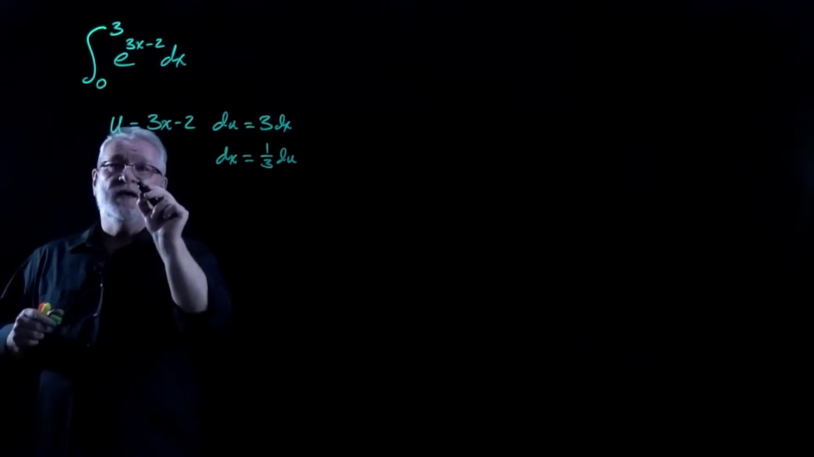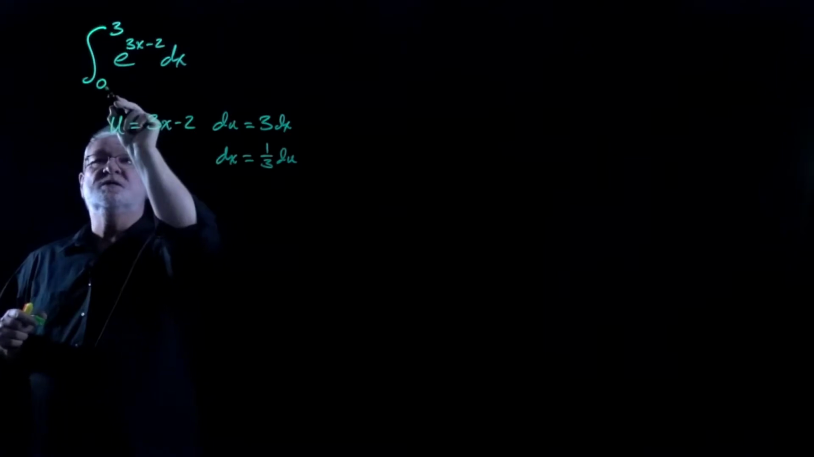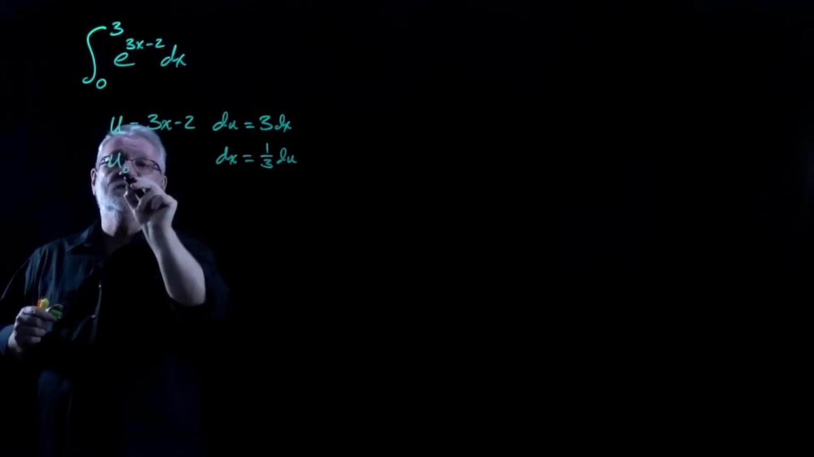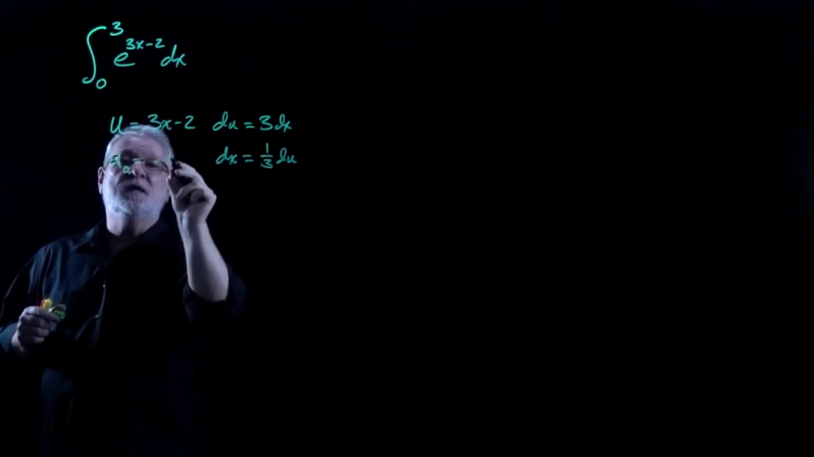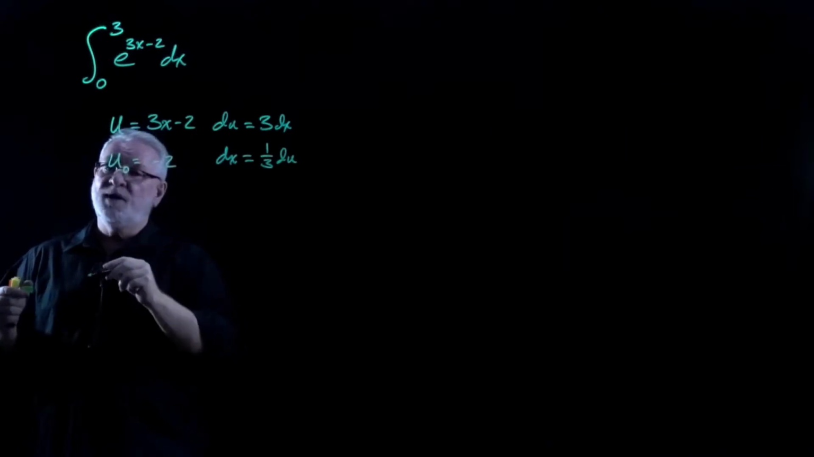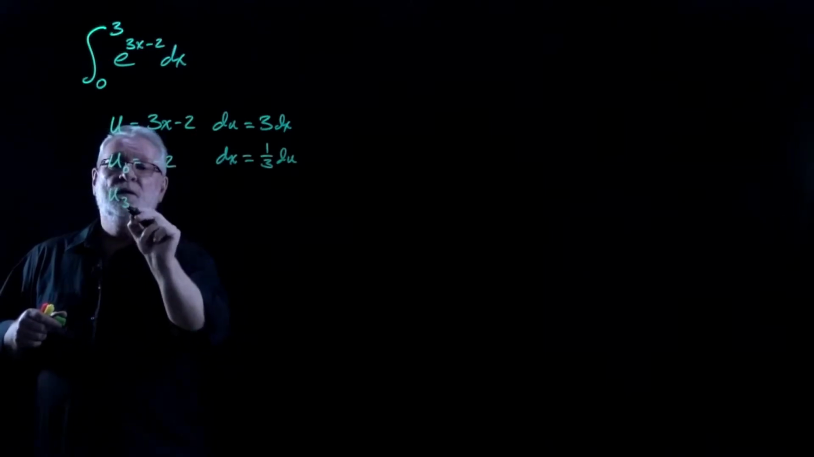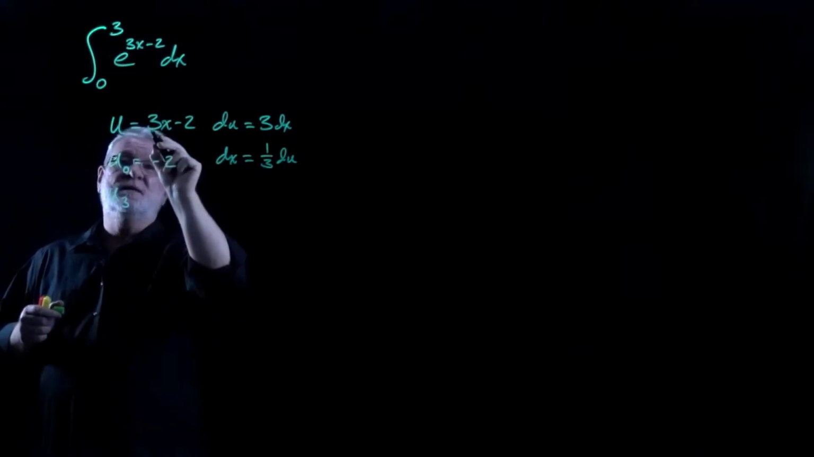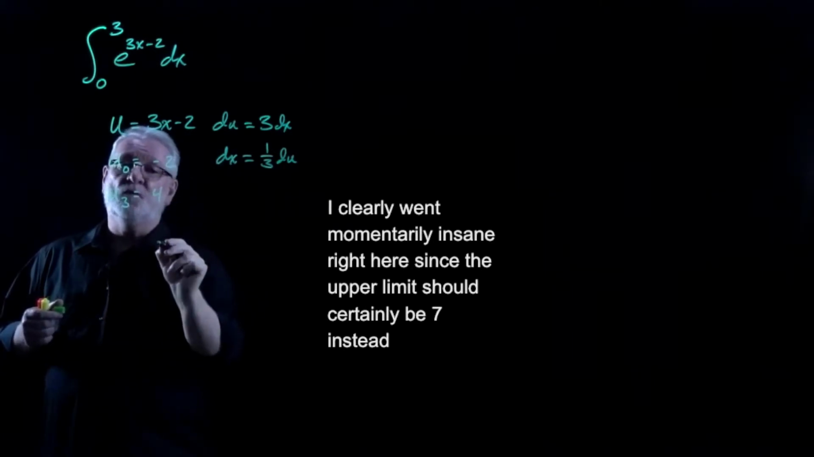So what we want to do now is actually look at what the u limits would be under the conditions of 0 for x and 3 for x. So I'm going to call the first one u0. When x is equal to 0, u is actually equal to -2. So that will be the lower bound of our integral in u. The next one is u of 3. When x is 3, this is going to be 6 minus 2, or 4. So the upper bound will be 4.